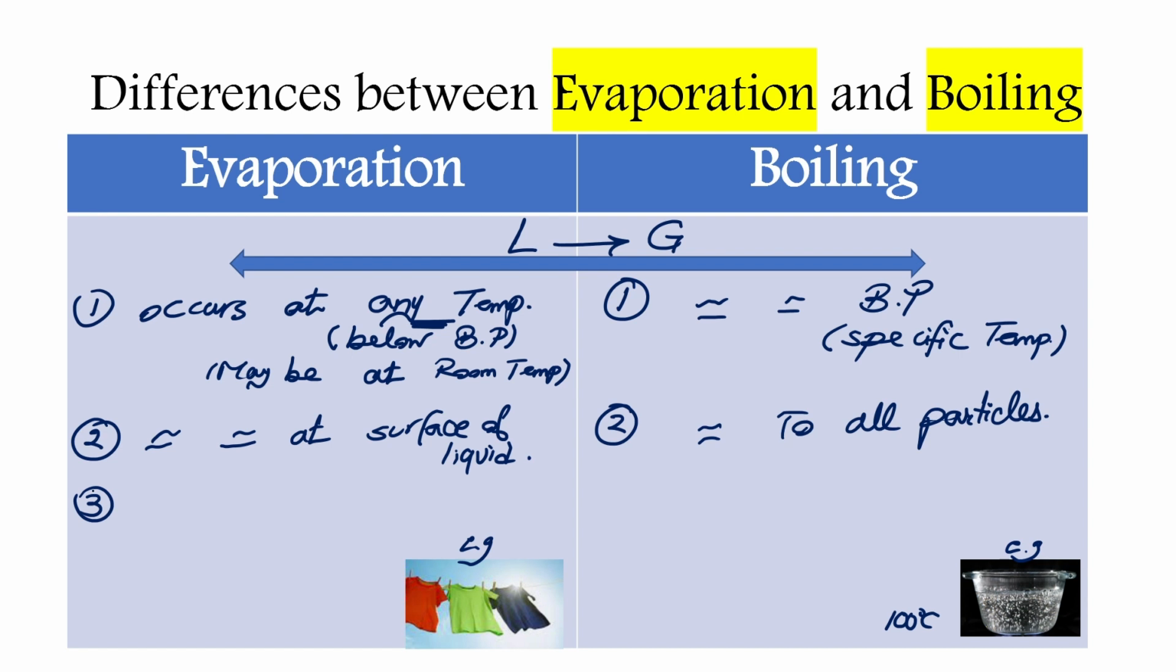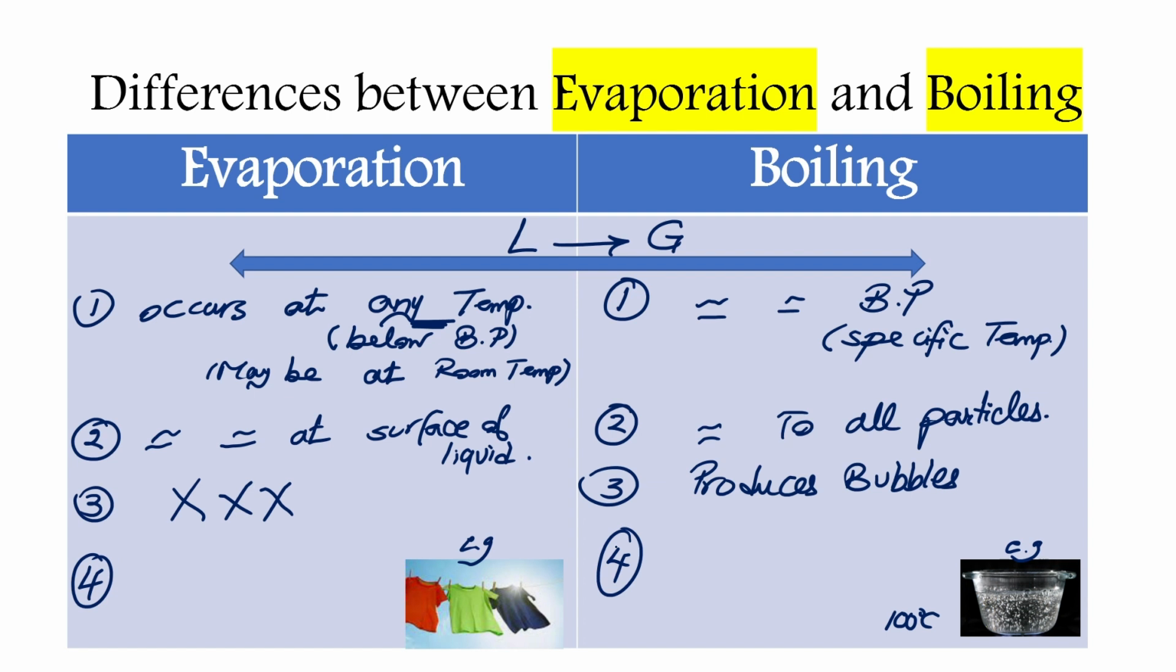The third difference is that if we look at this example, we will find that water boils at 100, and we will find that boiling produces bubbles. Does evaporation produce bubbles? No. So in evaporation, no bubbles. The last difference between evaporation and boiling is that boiling is a faster process, while evaporation is a slower process.